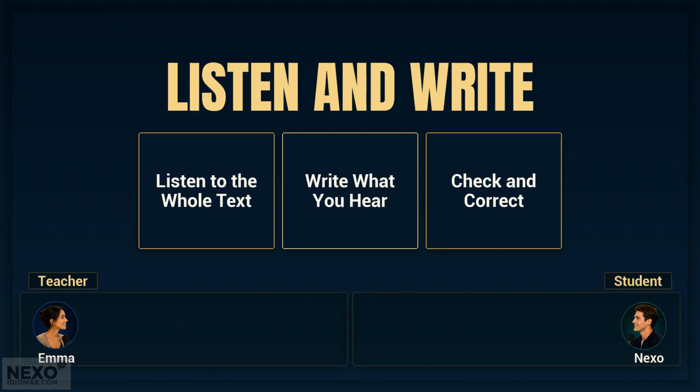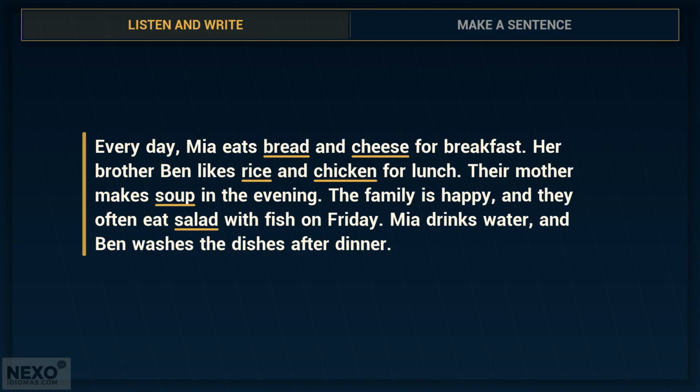I am ready. Now, listen to the dictation. Every day, Mia eats bread and cheese for breakfast. Her brother Ben likes rice and chicken for lunch. Their mother makes soup in the evening. The family is happy, and they often eat salad with fish on Friday. Mia drinks water, and Ben washes the dishes after dinner.